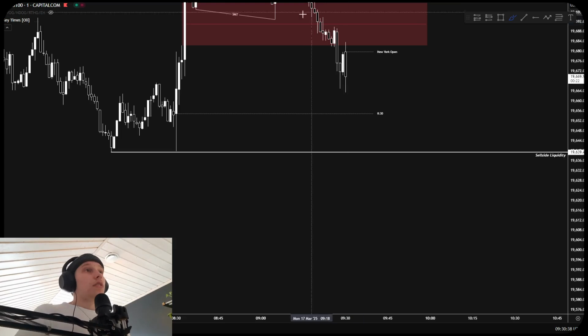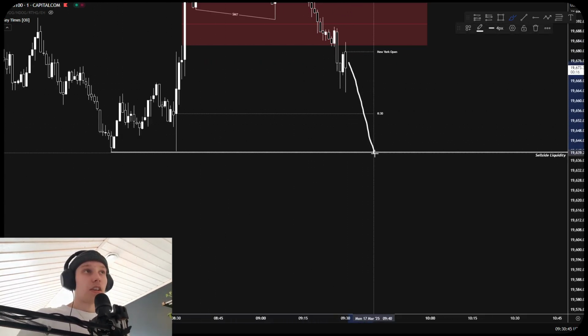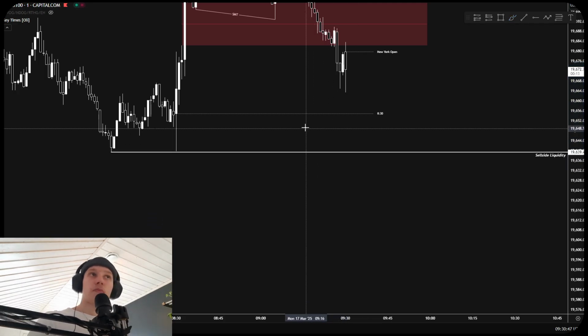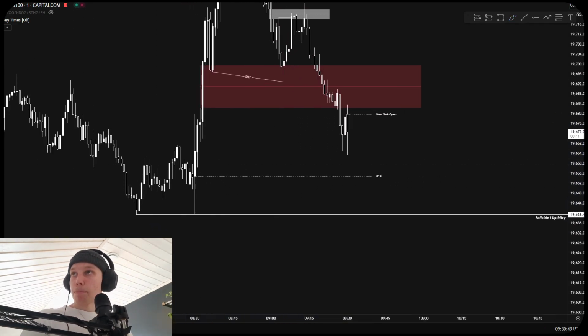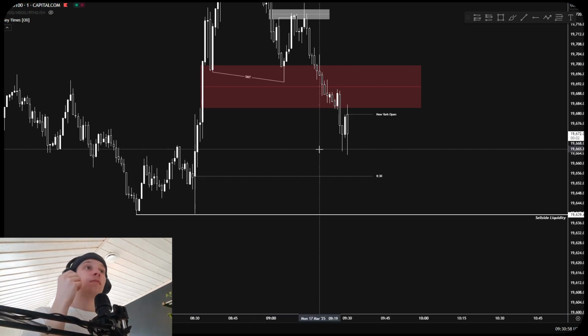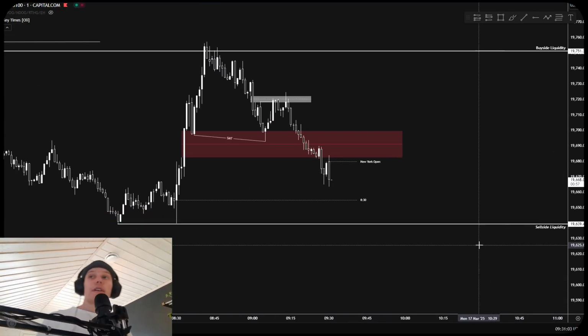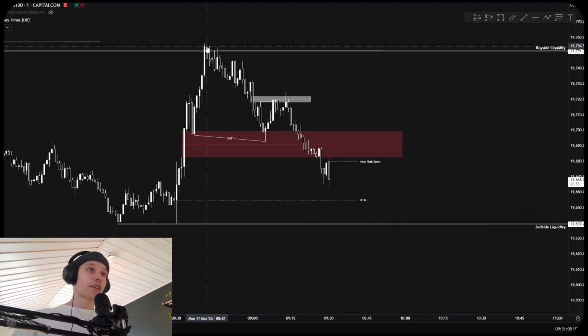But there are times when I see this happen, that in market open it just goes immediately to the liquidity pool. So still waiting. We are actually not seeing much of movement at the market open right now.